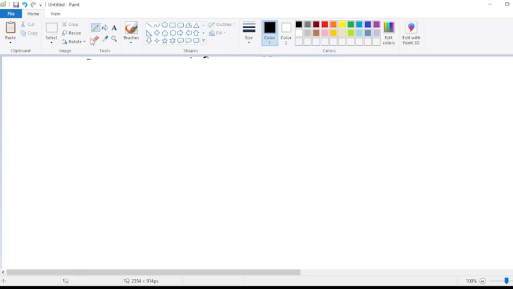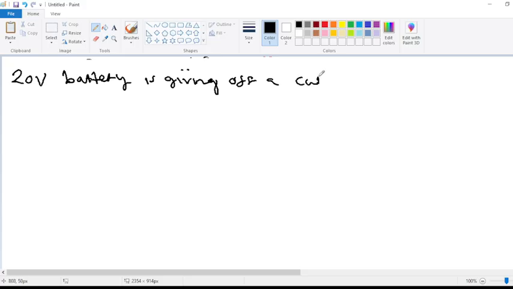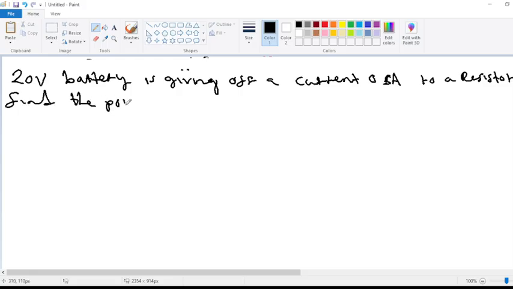Okay, so now here is the question. A 20 volt battery is giving off a current of 5 amps to a resistor. Find the power dissipated in the resistor.